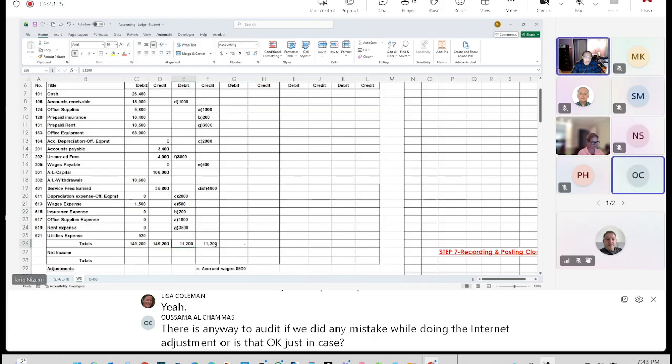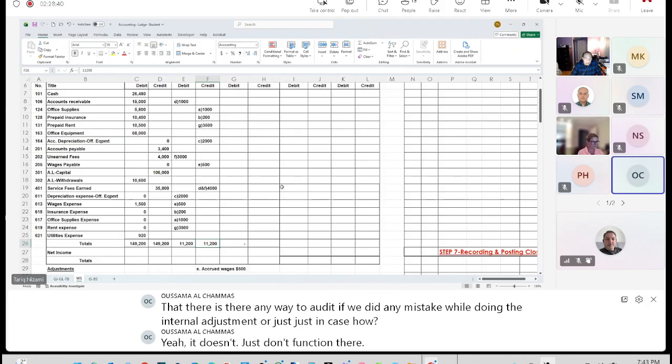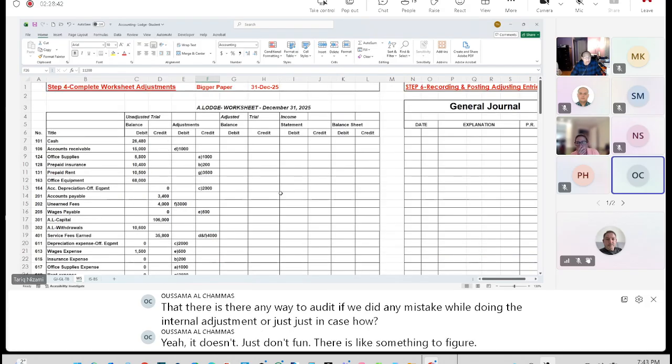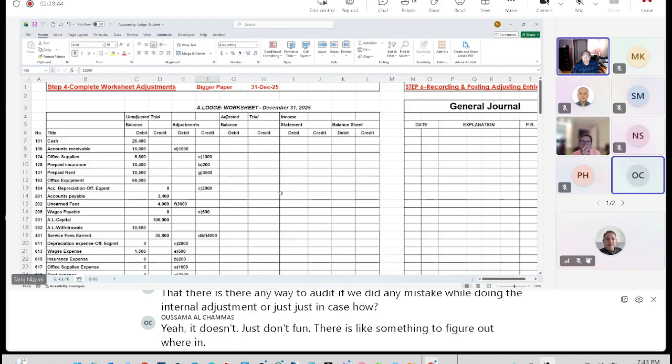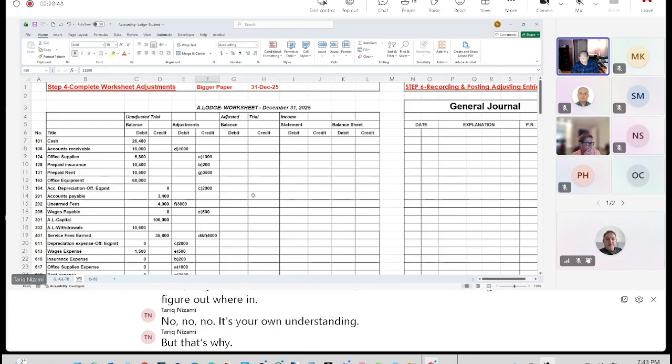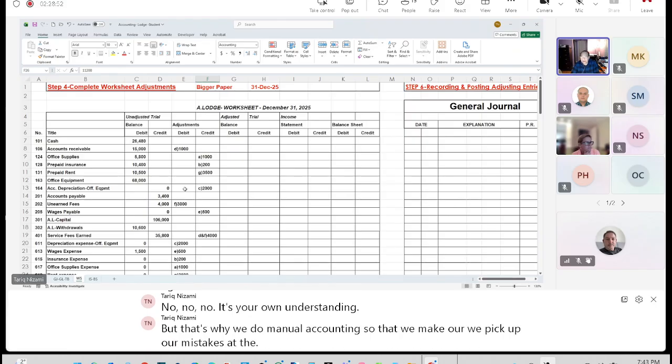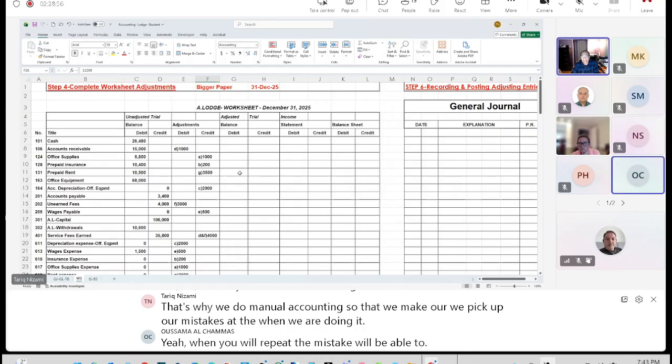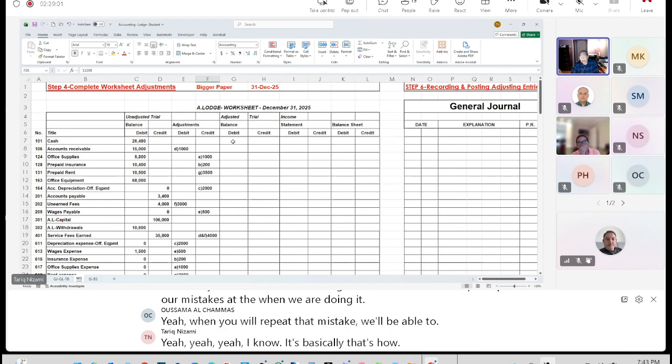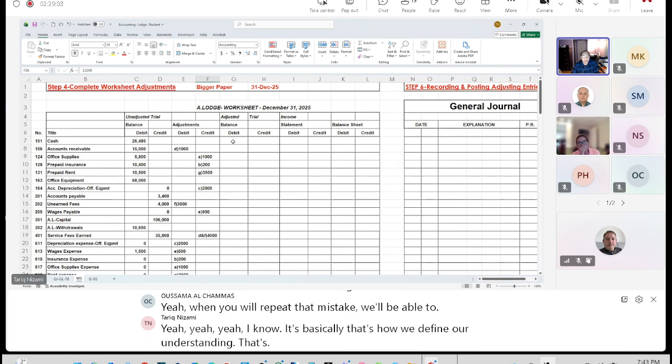Because if you don't balance here, then you're wrong. Just in case we don't balance, is there something to figure out where the mistake is? It's your own understanding. That's why we do manual accounting, so that we pick up our mistakes when we are doing it. When you repeat the mistake, we'll be able to fix it. Yeah, I know, Osama. That's how we refine our understanding, that's all. Okay, everybody's fine here?